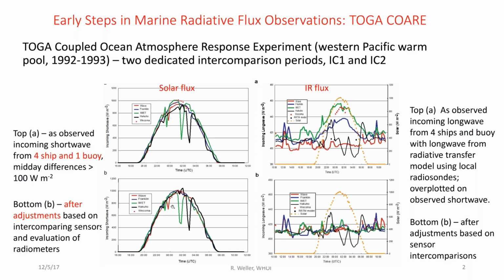So when you look in the lower left corner, that's the corrected solar flux from the 4 ships after we did these corrections. When you look in the upper right, you'll notice the IR fluxes. 3 of the ships have substantial contamination from solar flux because they weren't where they needed to be to do corrections for dome heating. And so we were able to correct all that, and that shows up in the lower right panel, the final results.